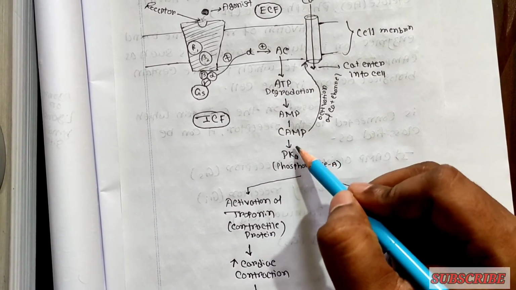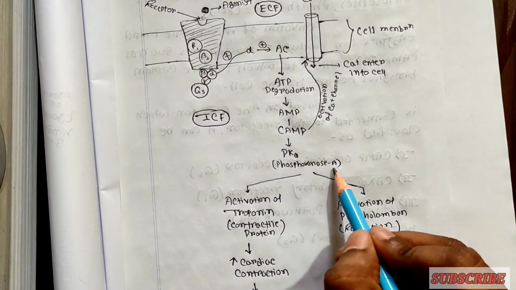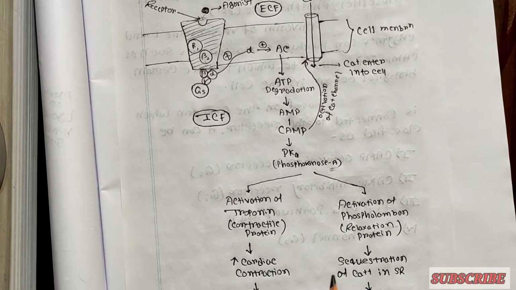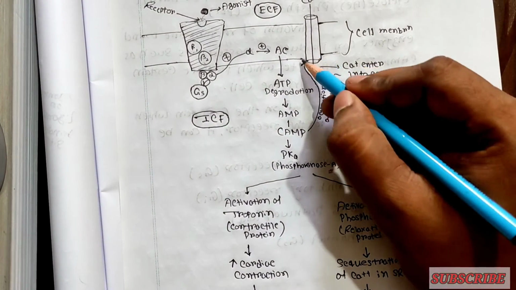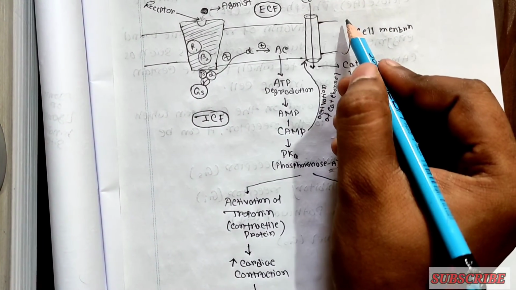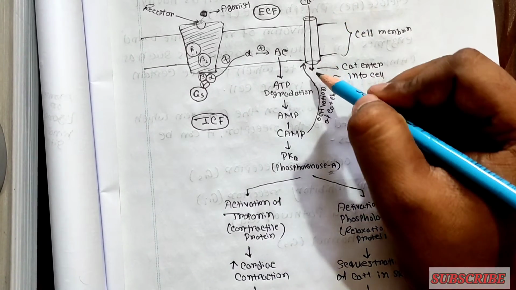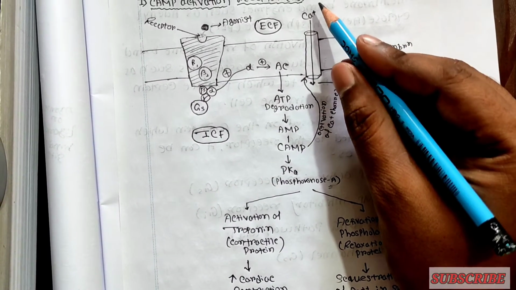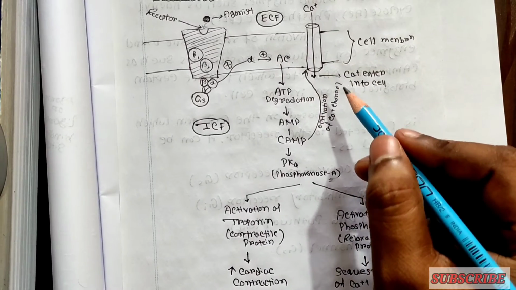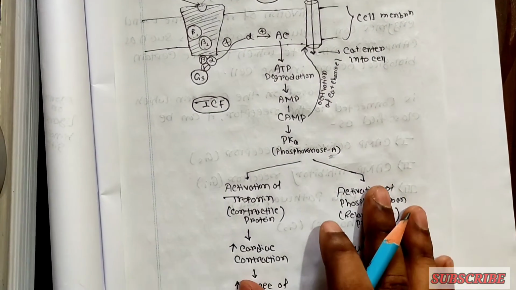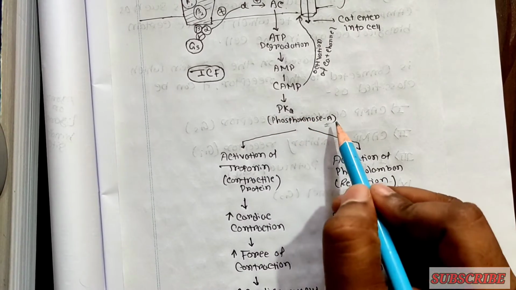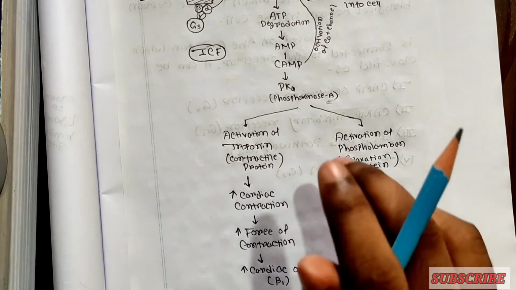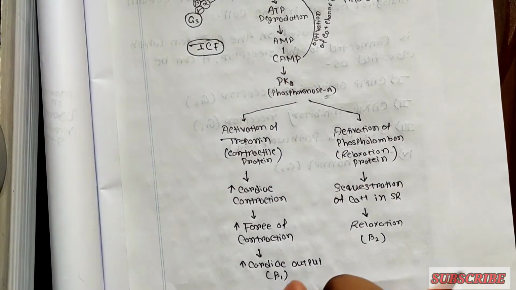This cAMP will activate protein kinase A. It also activates the calcium channel present on the cell membrane, and it will increase the influx of calcium ion inside the cell. Due to activation of PKA, protein kinase A, two things can happen.